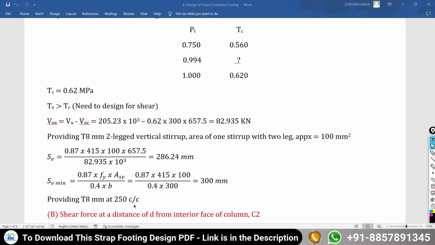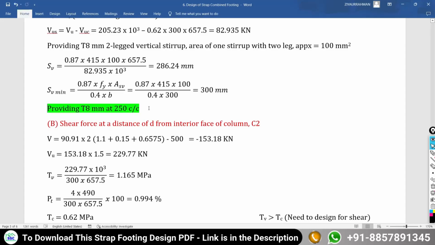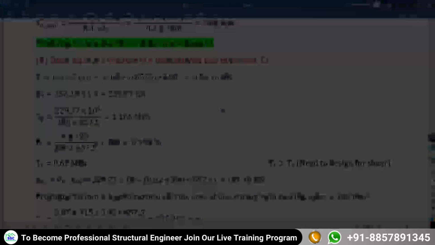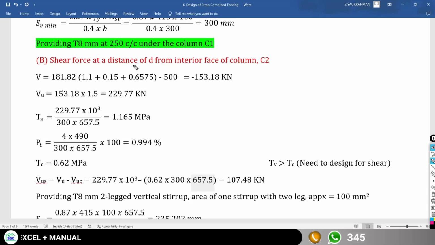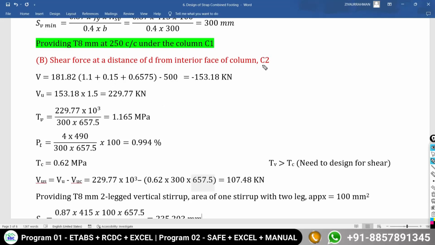Under the column C1, I am going to highlight it. Now, in the same way, we have to do the calculation for the shear design for the beam under the column C2. So here I am going to consider the critical section at a distance of d from the interior face of the column C2. Have a look over the figure.